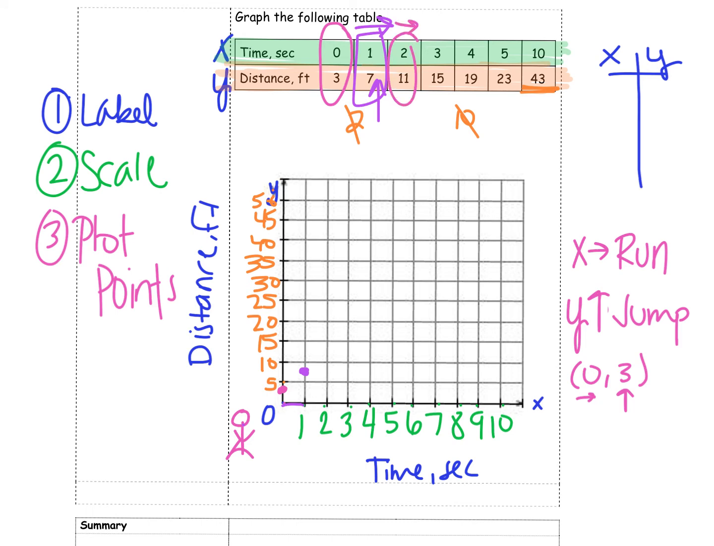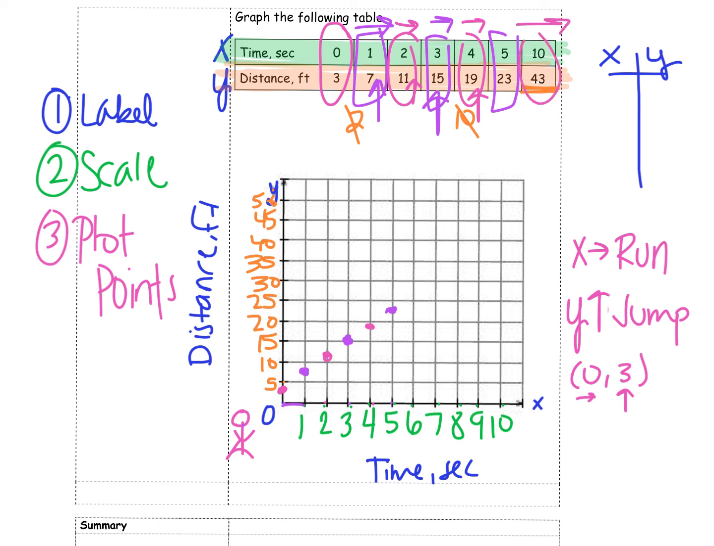My next, run 2, jump 11. Run to 2, jump to 11. Run to 3, jump to 15. That's a nice, easy one to make sure we have in the right spot. Next, run to 4, jump to 19. My next point, run to 5, jump to 23, right about there. Remember, we have to estimate where these points go, and that's okay.